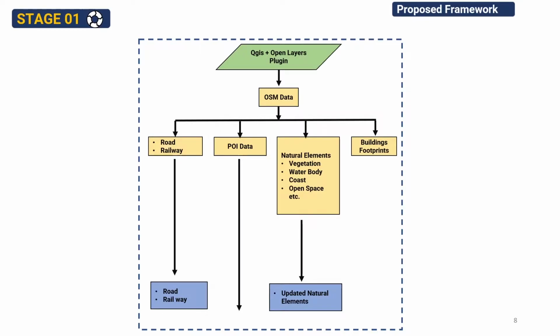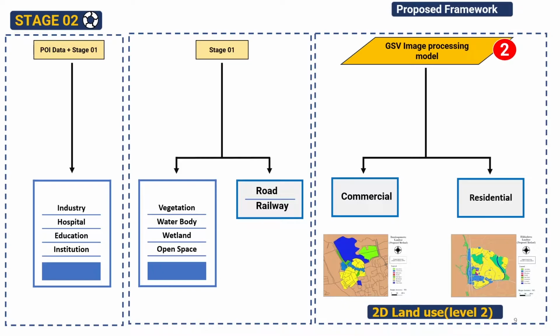There are 3 stages. In the first stage, we have to extract transportation layers, POI data, building footprints and natural elements from OSM data. In the second stage, we have to derive industrial, hospital, education institute sort of information from the POI data. So there are layers that we already extracted from stage 1, and finally we have the Google Street View image processing model. Right. This is the critical process of this proposed framework.